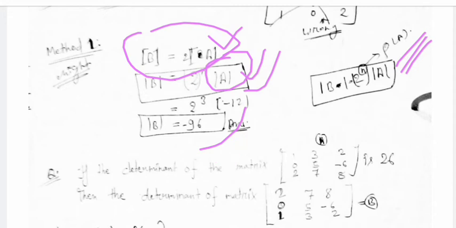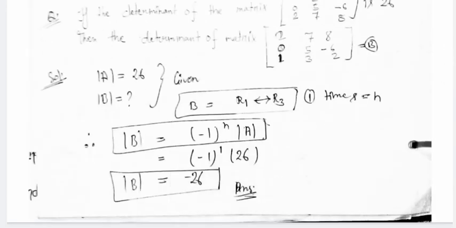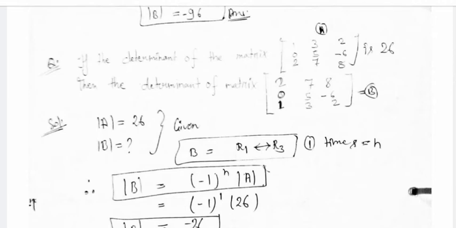Okay, now come to the next question. We just observe and consider what type of matrix it is, and when we know that, it is easy to find the answer in very few seconds. Here, first, the determinant of the matrix 1 3 2 in the first row, 0 5 minus 6 in the second row, 2 7 8 in the third row is 26. Then what is the determinant of the matrix given here: 2 7 8 in the first row, 0 5 minus 6 in the second row, and 1 3 2 in the third row?